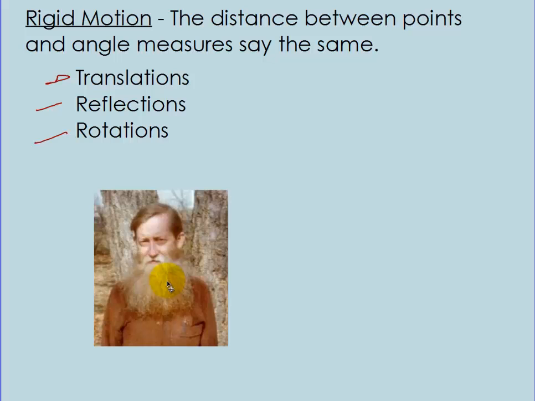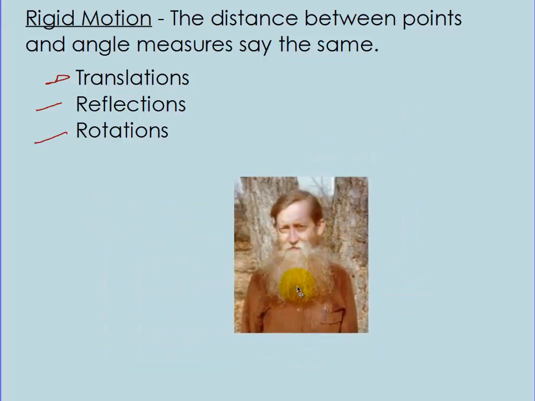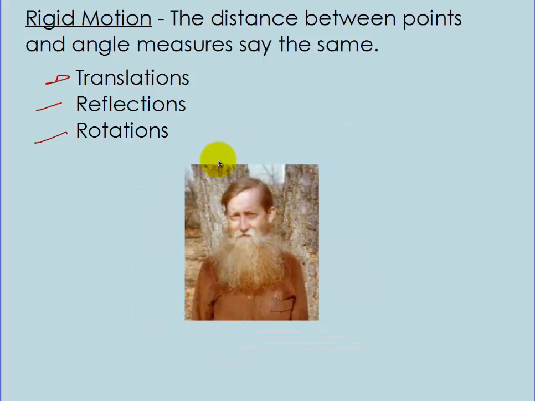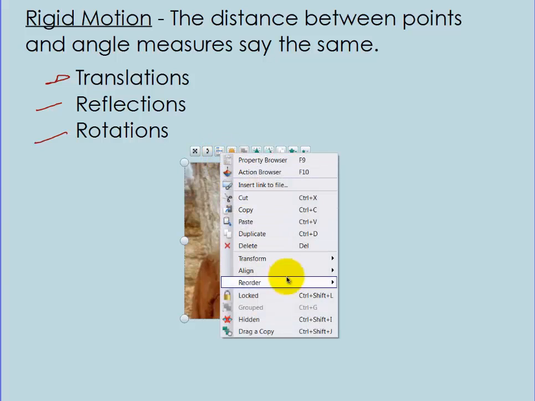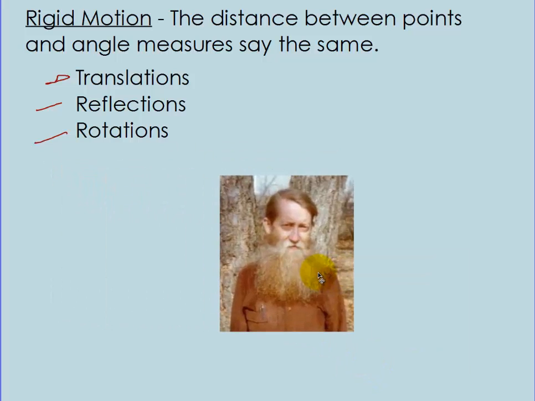So here's a picture of myself. A translation is basically when you take the picture and you just move it around, up, down, left, and right. A reflection is when you reflect it over some line. So it's like you mirror it. So I can, and I do it with my program right here, I can actually flip it on the y-axis. And I just reflected my picture. So just kind of reverse.